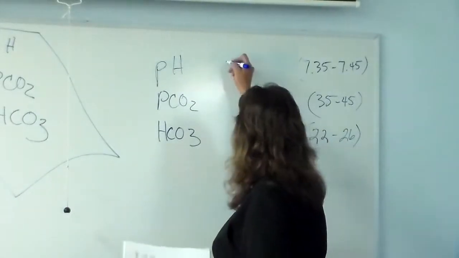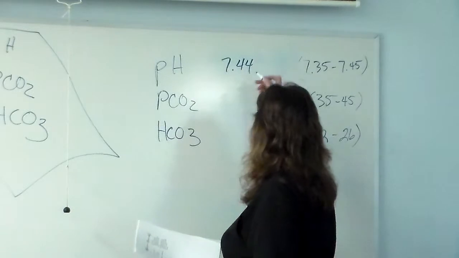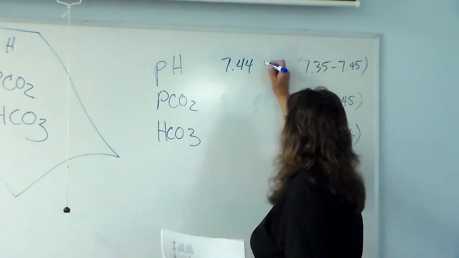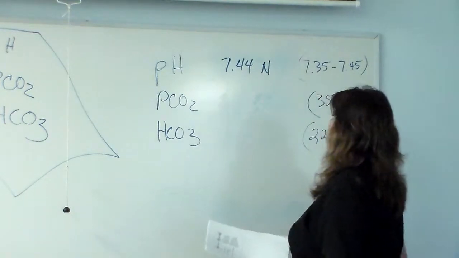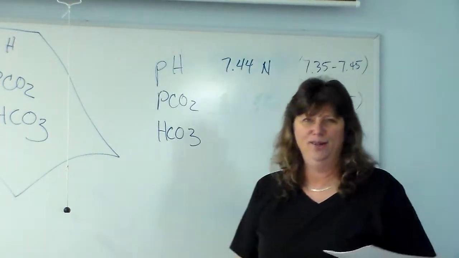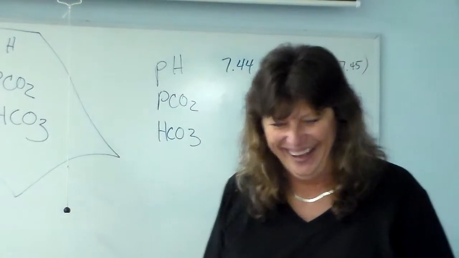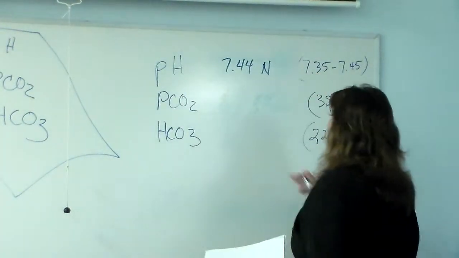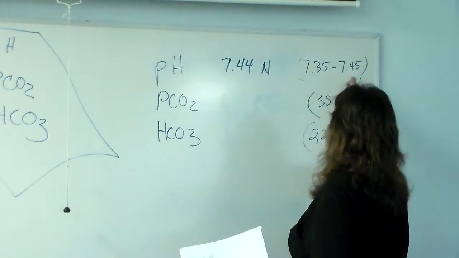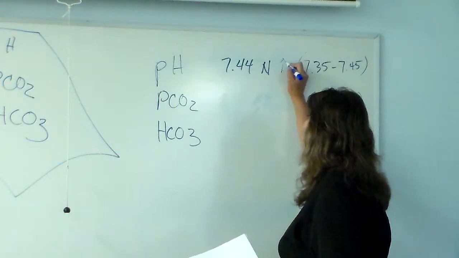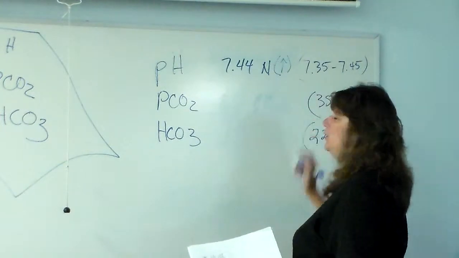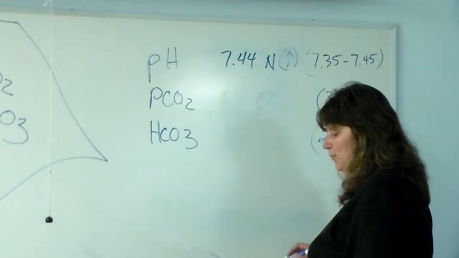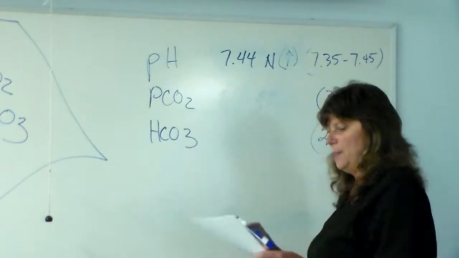Okay, I have a pH of 7.44. Well, that's normal, right? Yeah, that's normal. But you and I know that I'm not going to let you off the hook that easy, okay? So which way is this tending? It's trending up. It's trending up. So over here in parentheses, I'm going to put a little thing there. And I'm thinking this is alkalosis of some sort, but let's go forward.